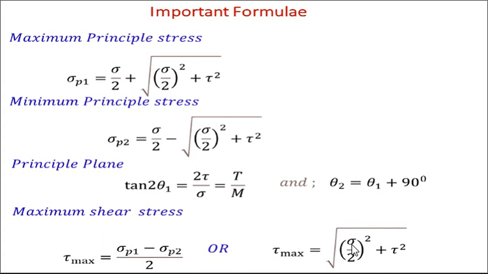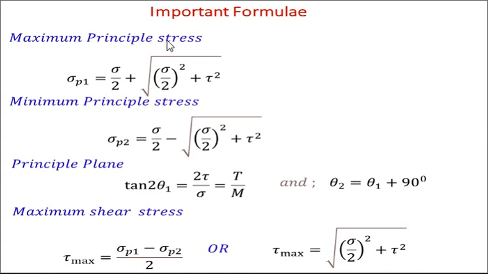That's why only sigma is taken. If the bending stresses, or we can say the direct stresses, are acting in both directions, either x direction or y direction, at that time you can take both the stresses, sigma x as well as sigma y. Right now this formula is only for sigma in one direction, that's why only sigma is taken. Instead of sigma x, you can directly take it as sigma. So square root of (sigma by 2) whole square plus tau square.